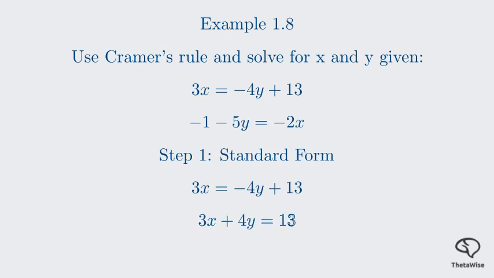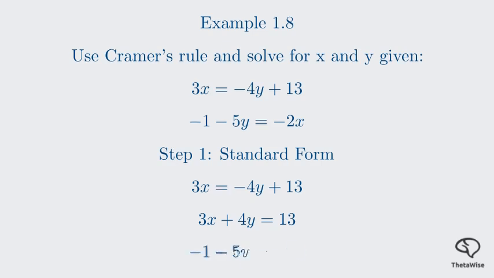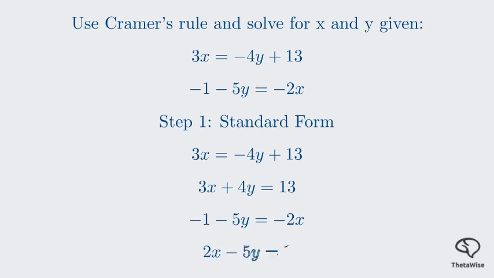3x plus 4y equals 13. Now for the second equation, negative 1 minus 5y equals negative 2x. Here we need to move the x term to the left and the constant to the right. Let's add 2x to both sides and add 1 to both sides. This rearranges into 2x minus 5y equals 1. Now notice that our x's are in a column and our y's are in a column. This is the correct setup for Cramer's rule.